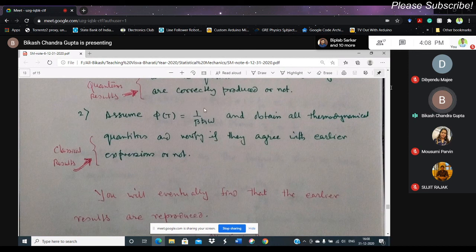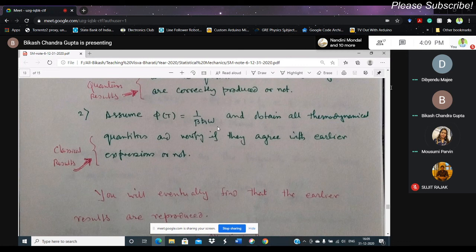The canonical partition function for a single oscillator, if you treat the oscillator classically, turned out to be 1 by beta h cross omega. Do you remember that?